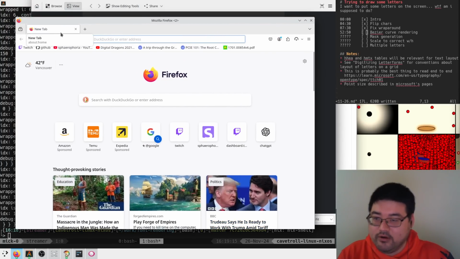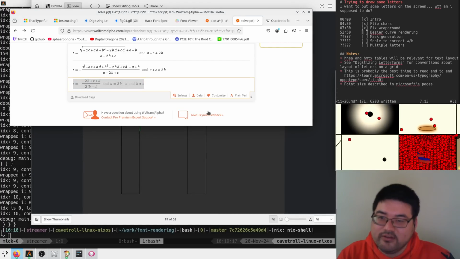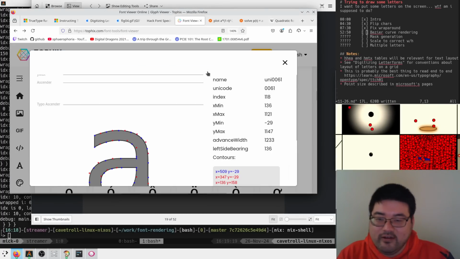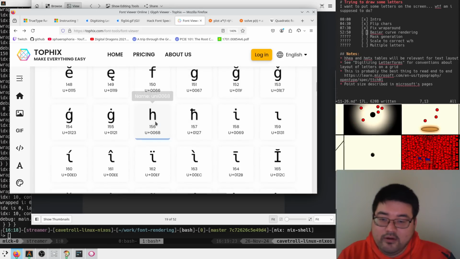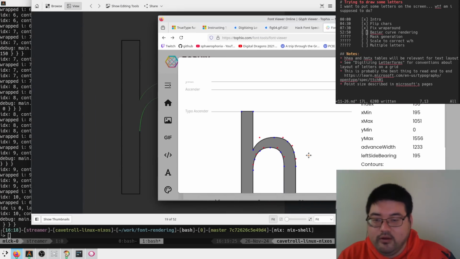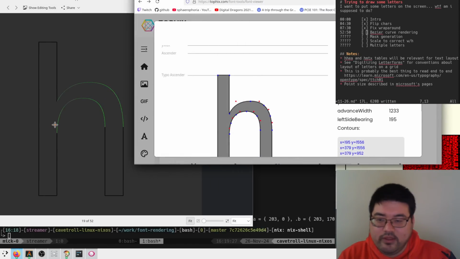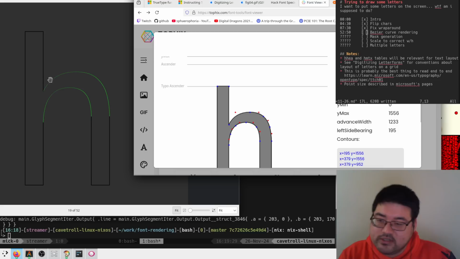Where was that font rendering site that Two Step sent me to? Here. Can we look at the letter H in here? Oh no, that's right. That does look kind of right, huh? I thought this looked kind of fishy to me. But this is kind of fine.